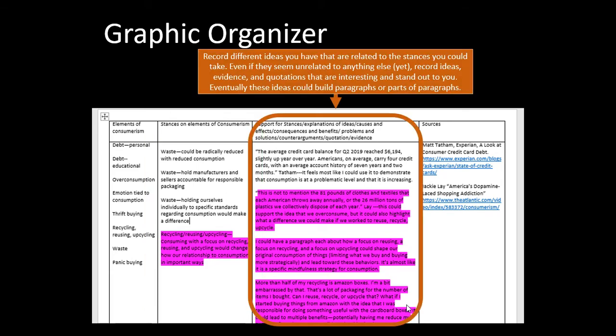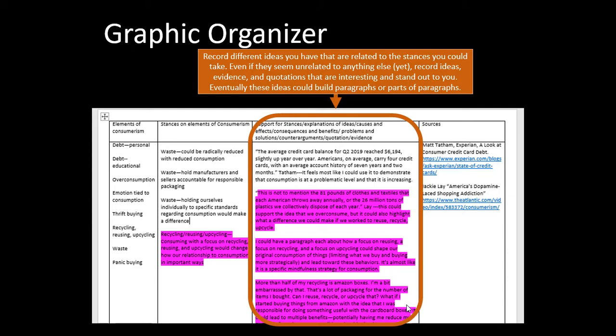And then the next column is a place where you are going to record different ideas that you have that are related to the stances. So it's kind of smaller ideas. It's ideas that support a stance. So it could be quotations, it could be evidence, whether that's from your own life and observations or from the sources. It could be ideas on how to argue to support those stances. It could be causes, effects, consequences, benefits, problems, solutions, counter arguments. It could be a lot of different things.